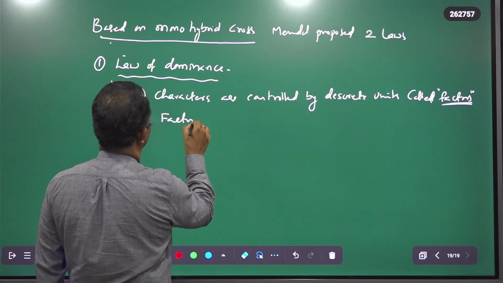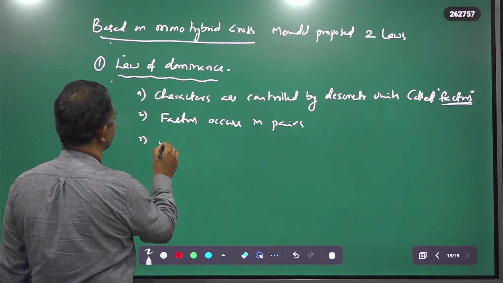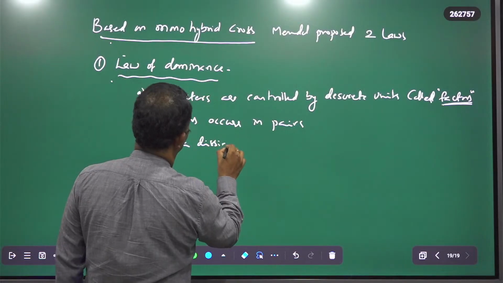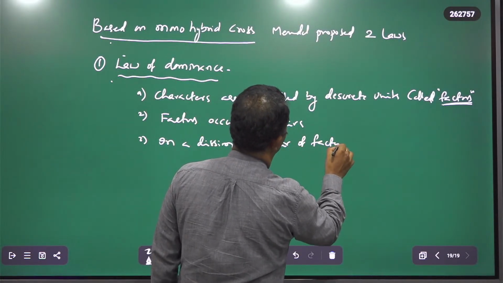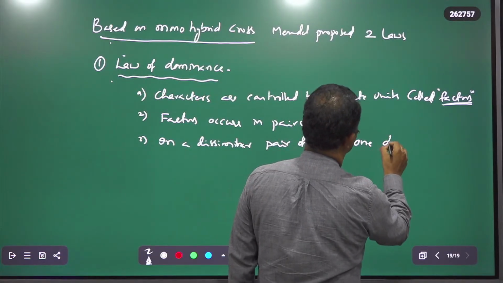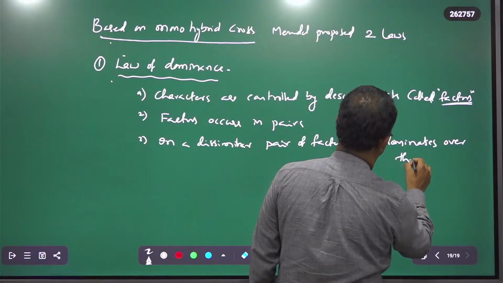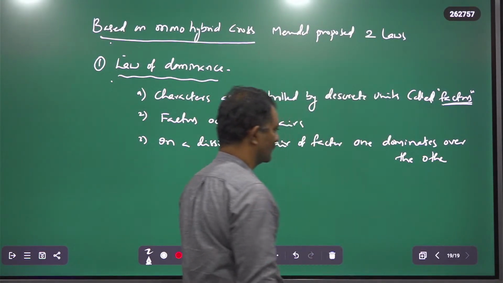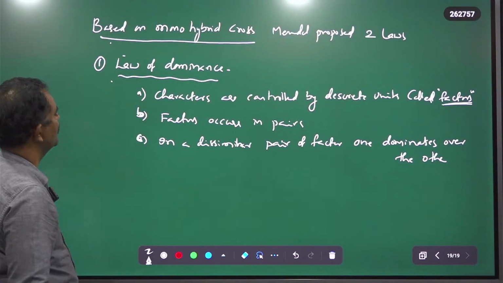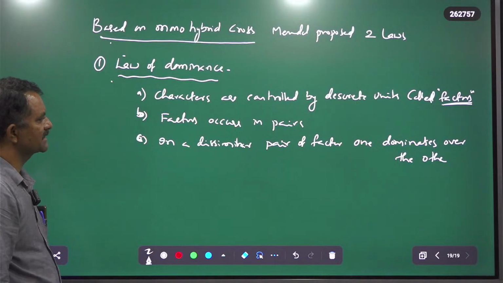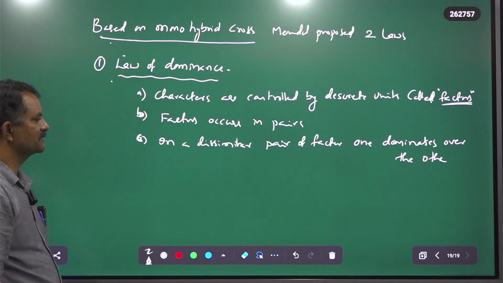Factors occur in pairs. In a dissimilar pair of factors, one dominates over the other. Law of dominance explains characters are controlled by discrete units called factors. Factors occur in pairs. In a dissimilar pair of factors, one dominates over the other.